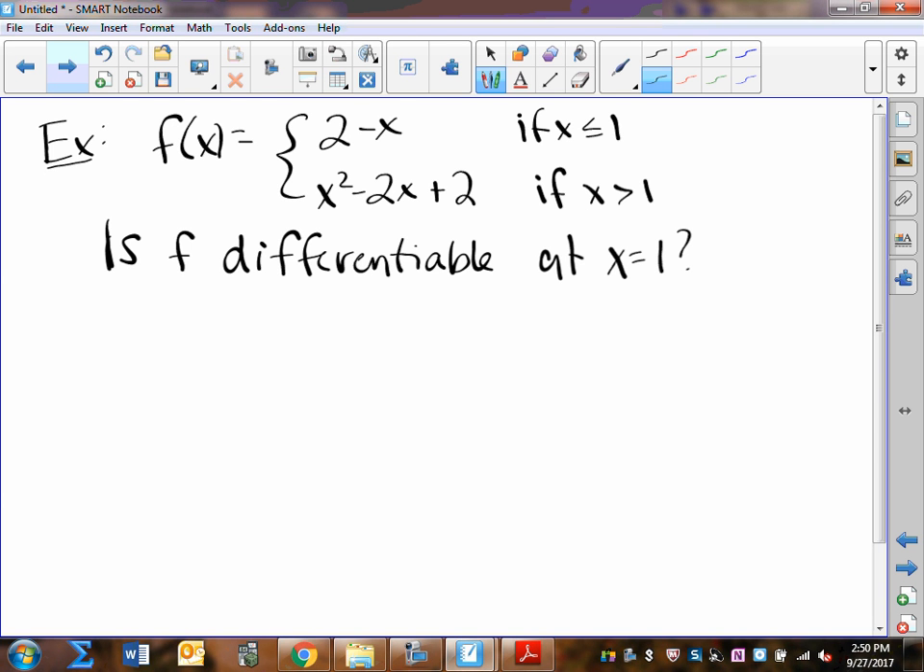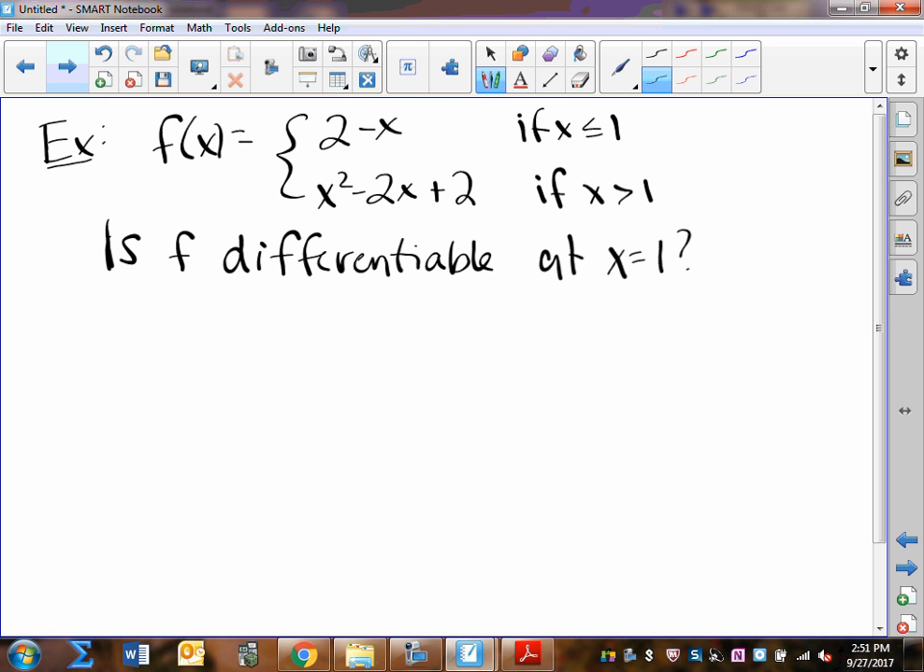Would it be differentiable along the top part of my equation? Yeah, polynomials are differentiable everywhere, right? We talked about that. Would it be differentiable everywhere for this chunk of my equation? It's an x squared. There's no restrictions there. So it's smooth, continuous, and differentiable for the first piece, and smooth, continuous, and differentiable for the second piece.